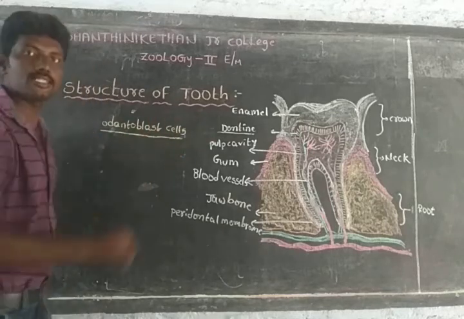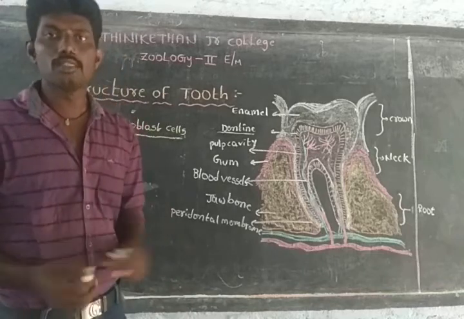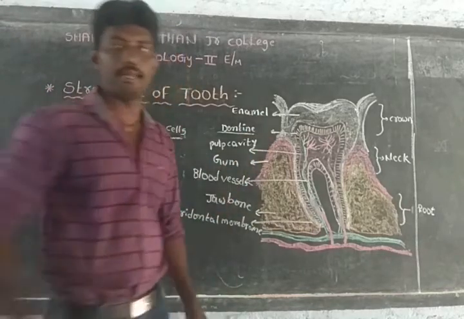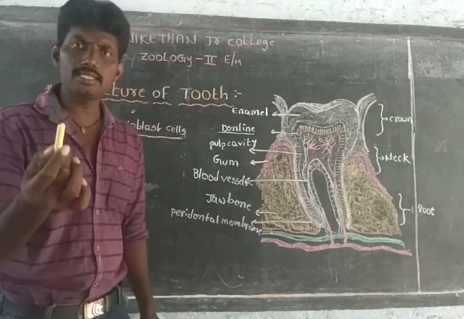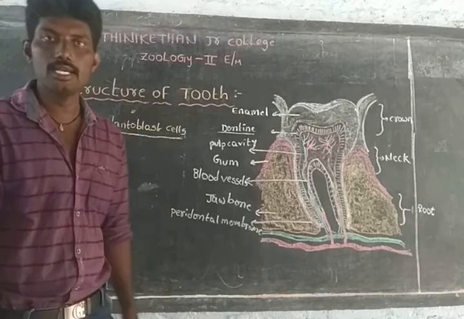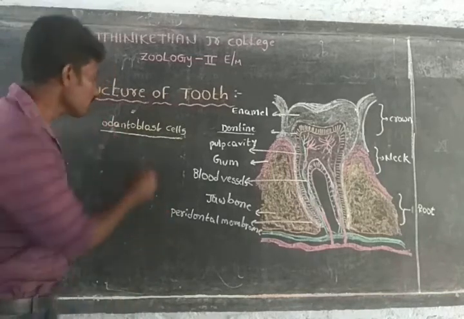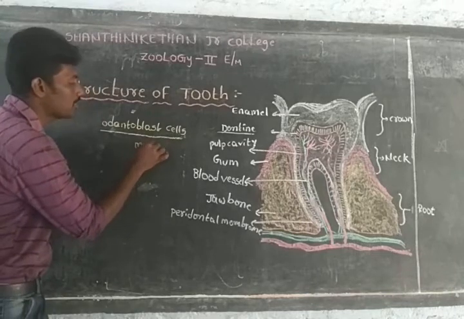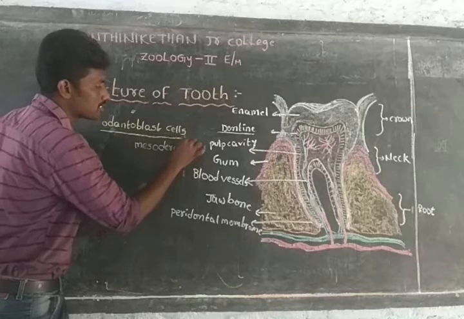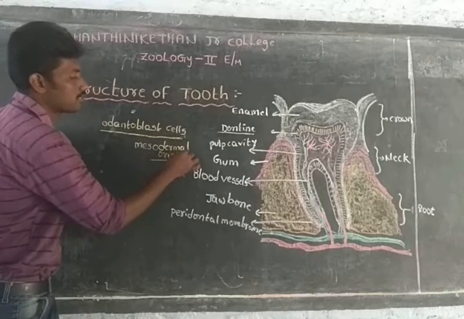The dentine is secreted by which cells? Odontoblast cells. The tooth is formed by the hard material dentine, which is secreted by odontoblast cells. These odontoblast cells are derived from mesodermal origin.